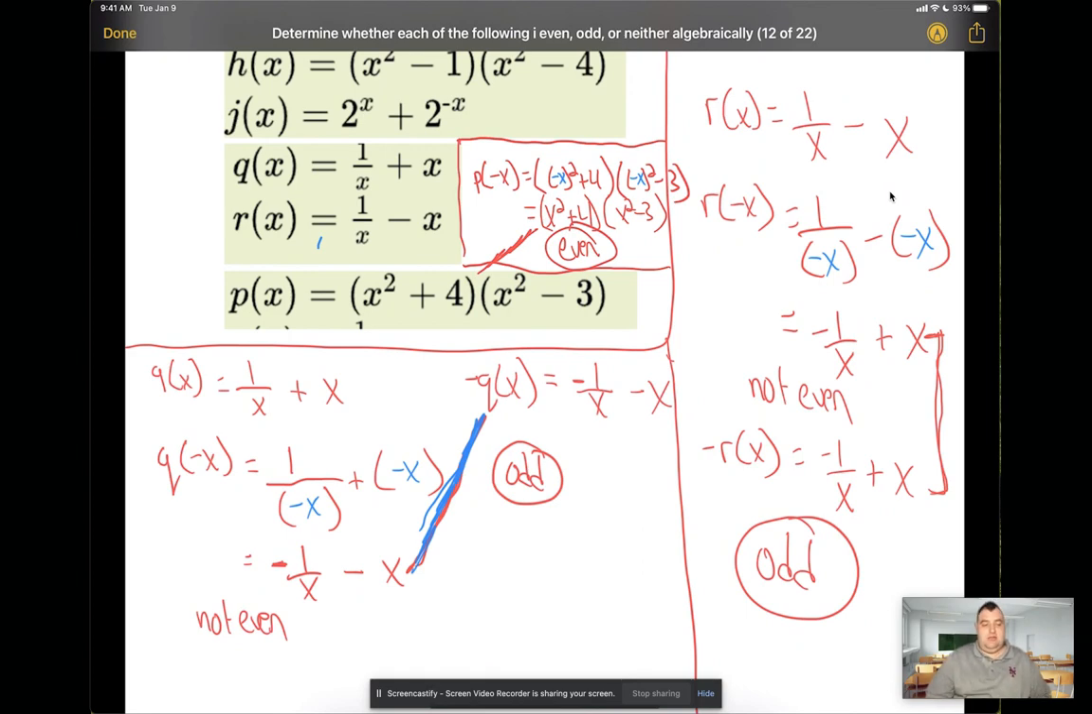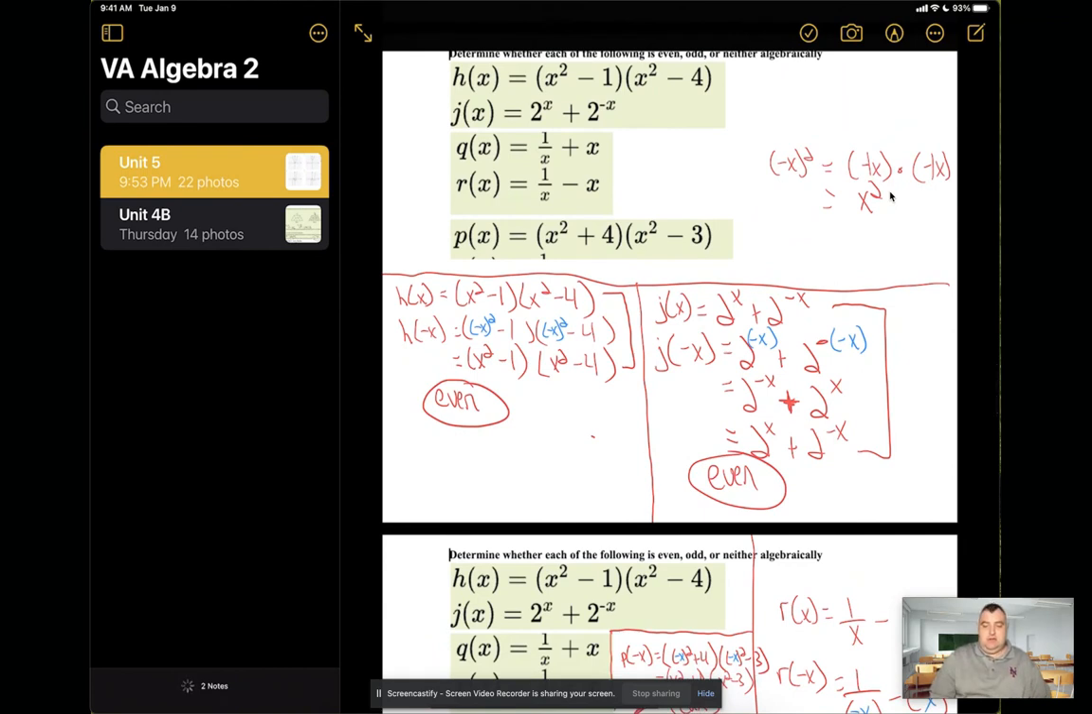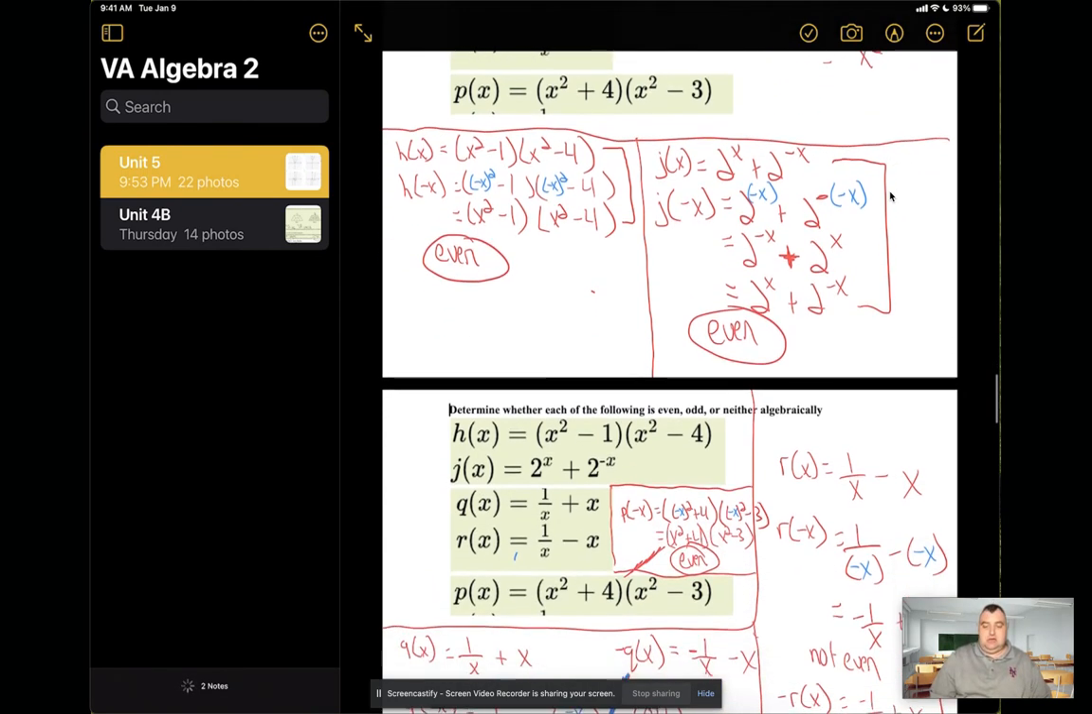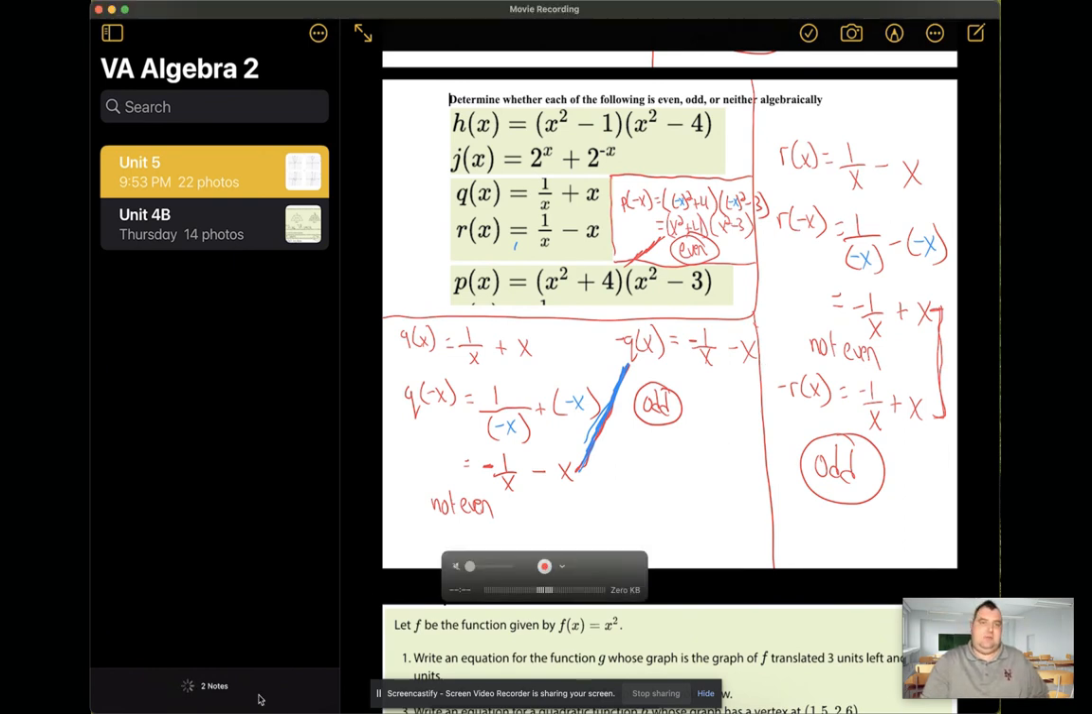So to recap, h is even, j is also even, q and r are both odd, and then p is even. So that is how we determine whether a function is even or odd algebraically. In the previous lesson, we learned how to do that by looking at the graph, the symmetry of the graph. In this lesson, we learned how to do that algebraically. So that is it for lesson 6.